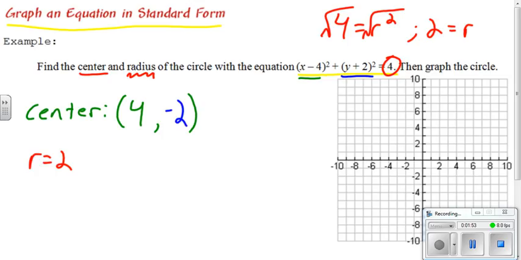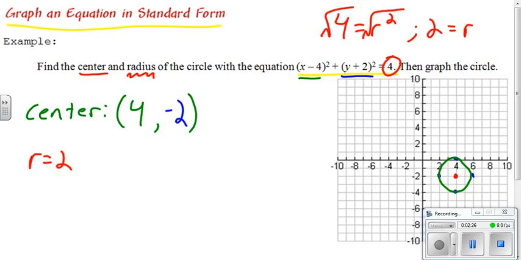So we go to our center at 4, negative 2. It's going to be this piece right here. And we say that our radius is 2. So we can count from there 1, 2, 1, 2, 1, 2, 1, 2. So these points are going to lie on our circle. And the only thing left to do is just connect those points. So we would say our circle comes around like that.